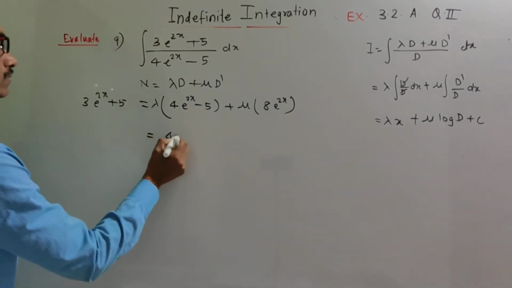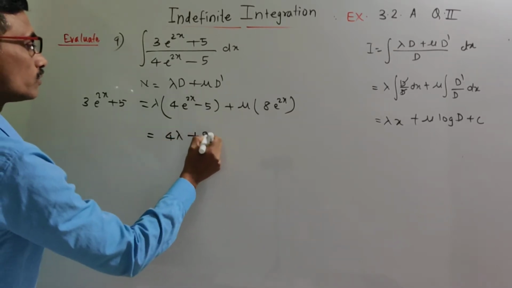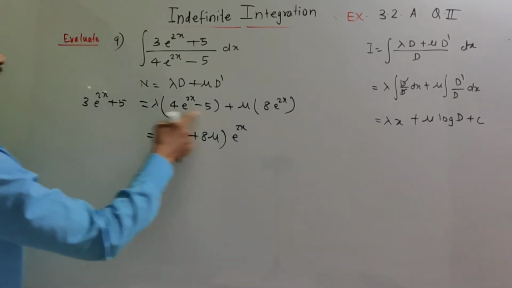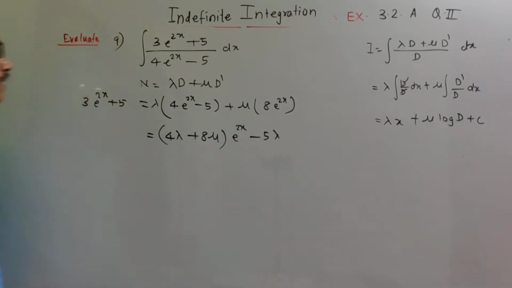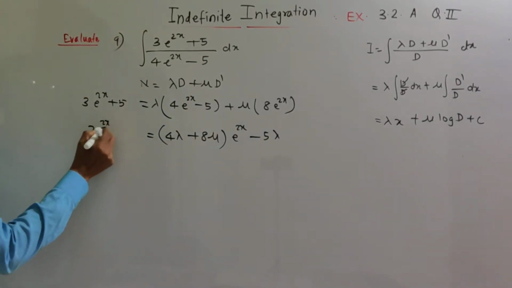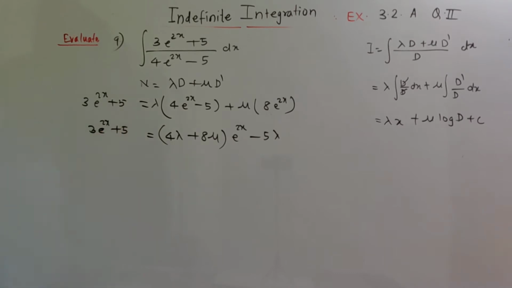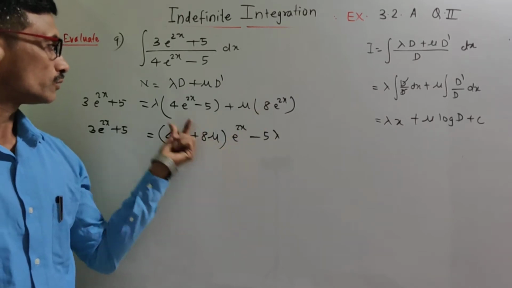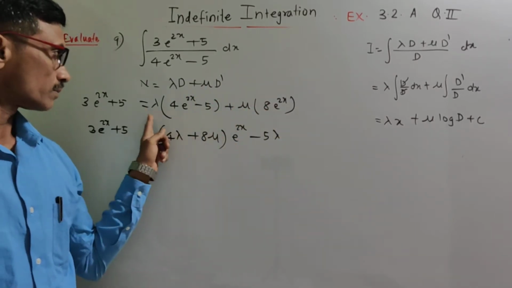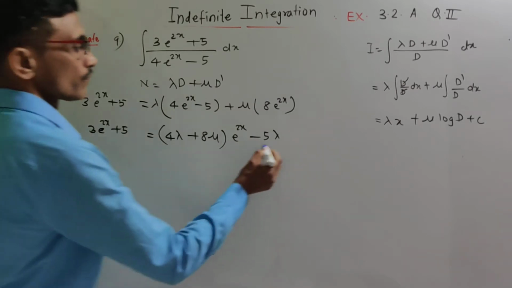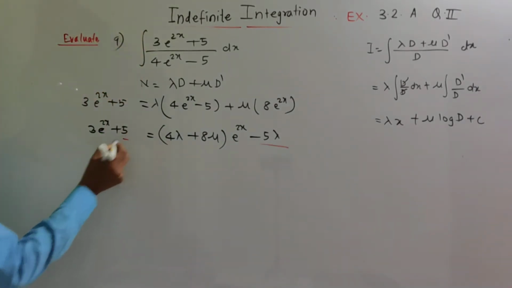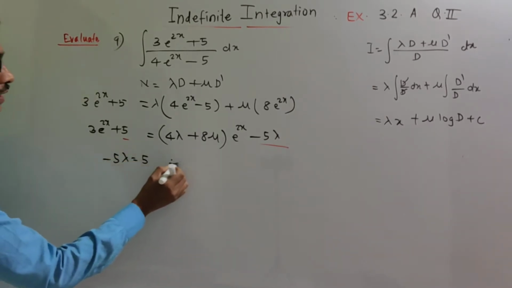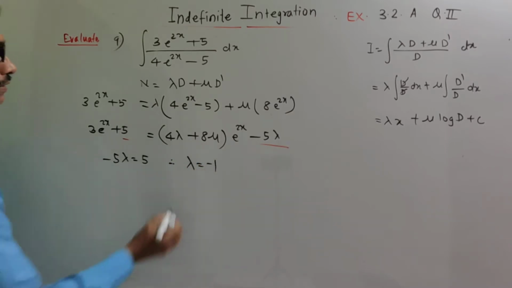This is 4 lambda plus 8 mu into e^(2x) minus 5 lambda, equal to 3e^(2x) + 5. 4 lambda plus 8 mu into e^(2x) minus 5 lambda, which is constant. So minus 5 lambda and here it is 5, therefore minus 5 lambda is equal to 5, which will give us lambda is equal to minus 1.